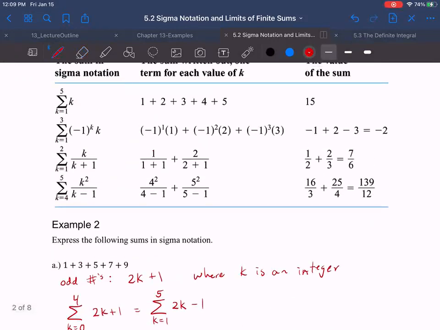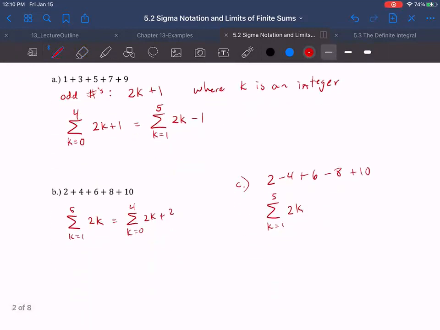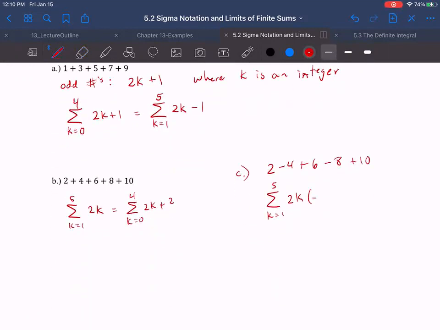Look back up here at that second one. You do what? -1 raised to the k power. Okay, so if we do -1 to the k, is that going to work? No, why not? The first one is positive. Yeah, and this -1 to the k would make the first one negative, right? So what do we do? Really close here.